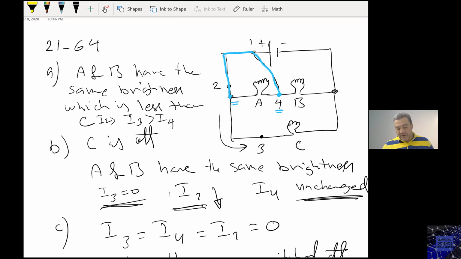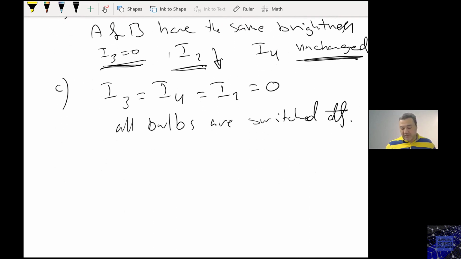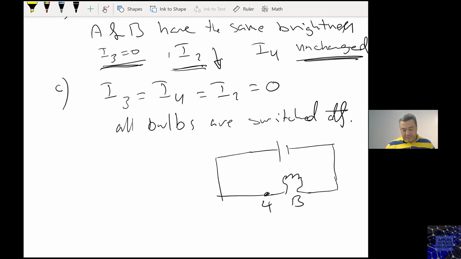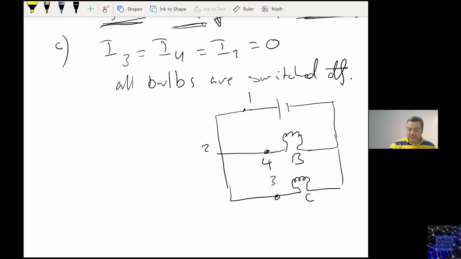So now if I am to redraw the circuit, the circuit is going to look like this. So this is B, number 4, 2, 1, 3, C. Right? Why? Because this light bulb, A, has been shorted out by this wire. The potential difference across that light bulb became the same. There is no potential difference. The potential difference is 0, which means no current is going to go through that. And this is what happens when I short out a component.